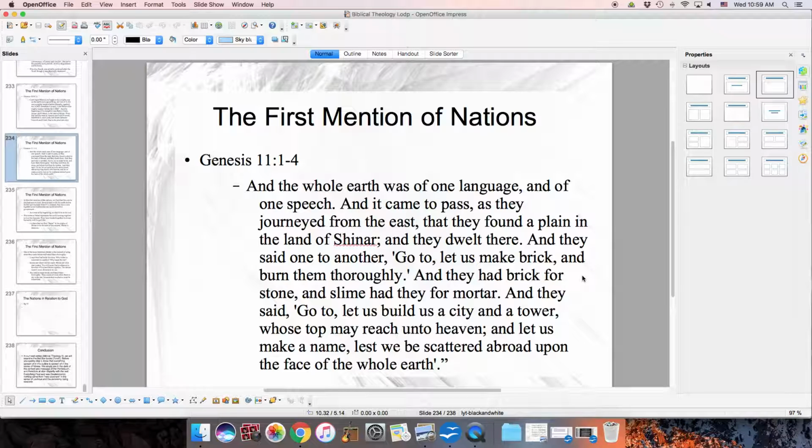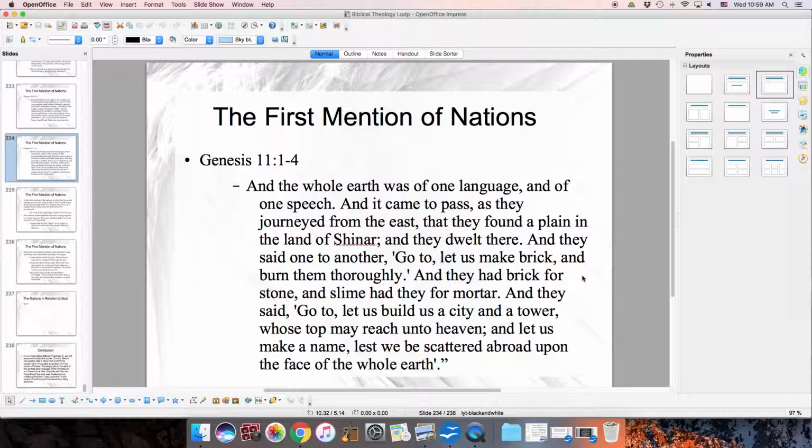Abraham goes west, if I remember right. I'd have to look that up actually. But Abraham sends his other children after Isaac. He sends them to the east. So they journey east, that they found a plain in the land of Shinar, and they dwelt there.